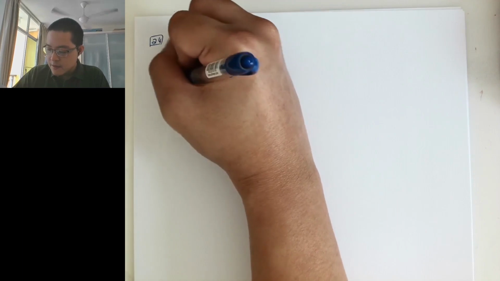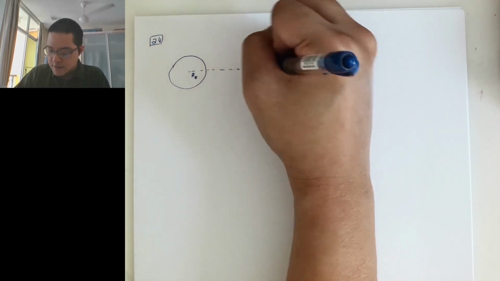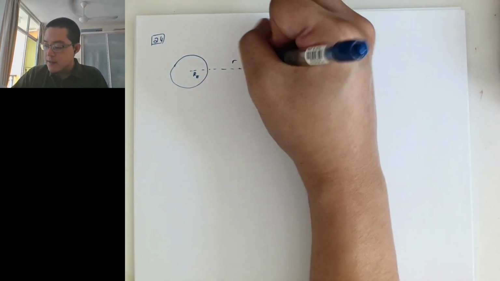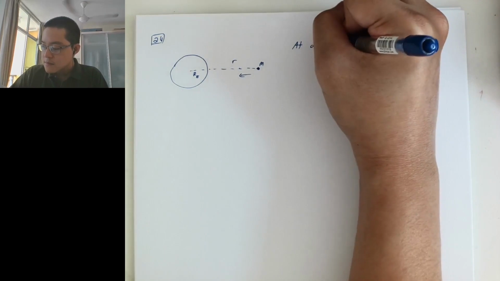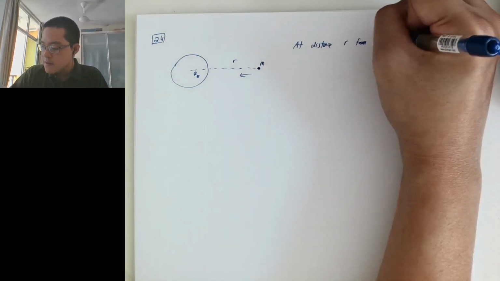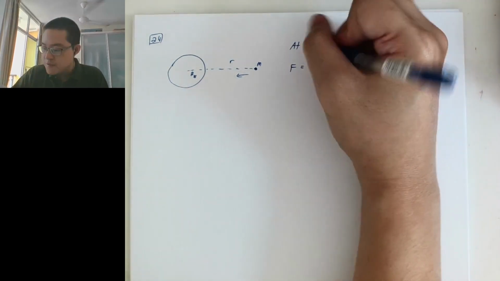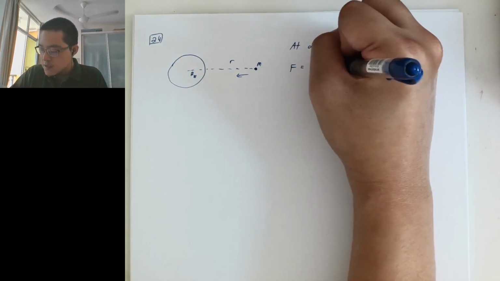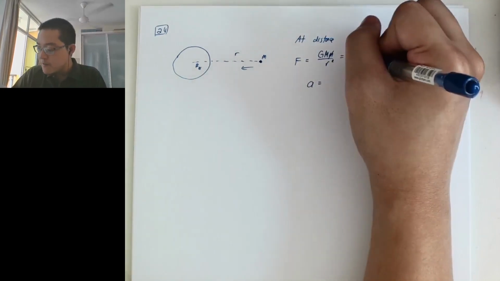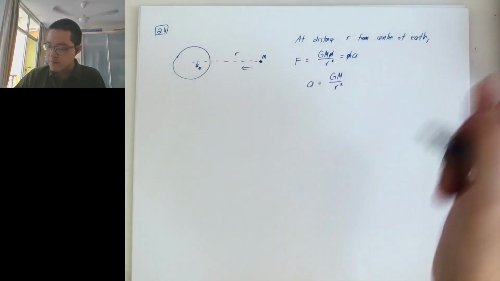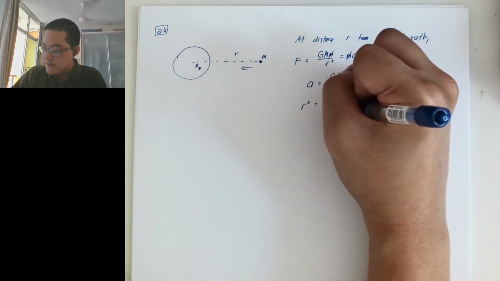So I have the Earth, and the radius of the Earth is R_E, but I want to get a new distance that is r away. At this position of mass m, what is the force? At distance r from the center of the Earth, the magnitude of the force is GMm over r squared, equal to mass times acceleration. So I can cancel the m. My general formula for acceleration is GM over r squared. Given an acceleration, I can calculate the necessary distance.